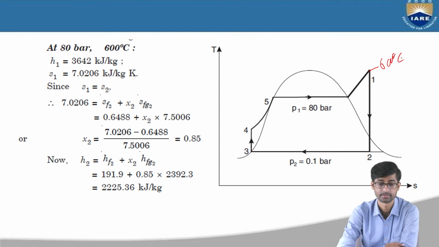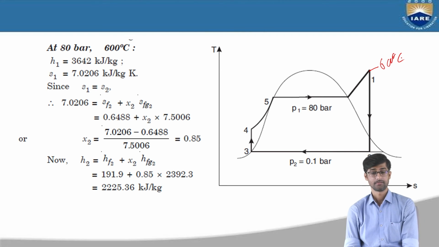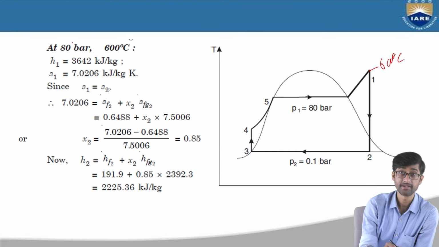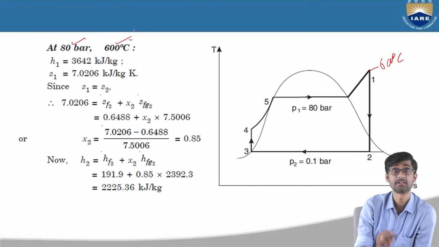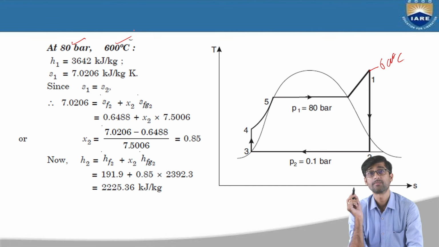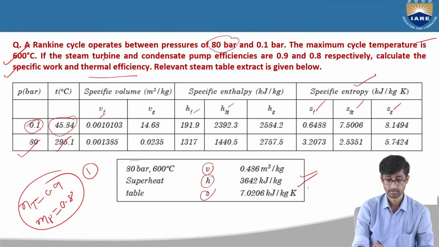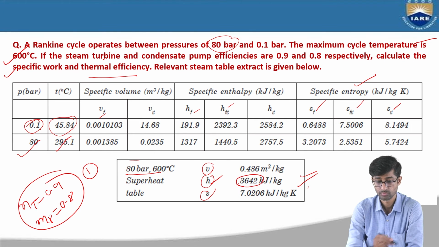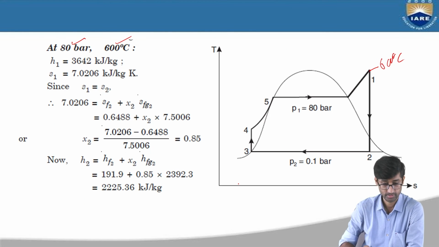600 degrees Celsius, right? Now, if you look at this, what is the value of H1 here? At pressure 80 bar and temperature 600 degrees Celsius. Now, what is the value of H1? If you see the table, this is a superheated table. Here at pressure 80 bar and temperature 600, what is the value of H? 3642 kilojoule per kg. So, this will become H1.